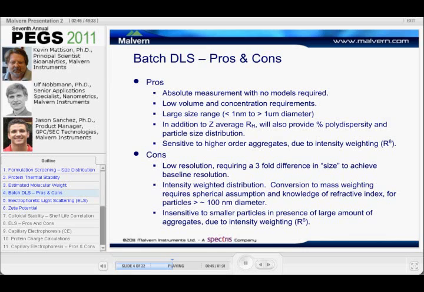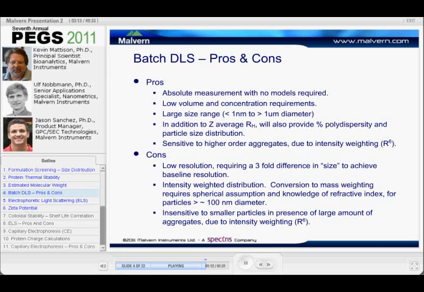So you'll get an idea right off the bat if the formulation you developed, with the excipients and the stabilizers you put in there, is working. Some of the cons: it does have low resolution, and that's just kind of the sticking point. That's just one of the features of a batch measurement. But that's why we're here tonight to talk about other techniques we can use to validate the DLS data, or for DLS to be used to validate other data.